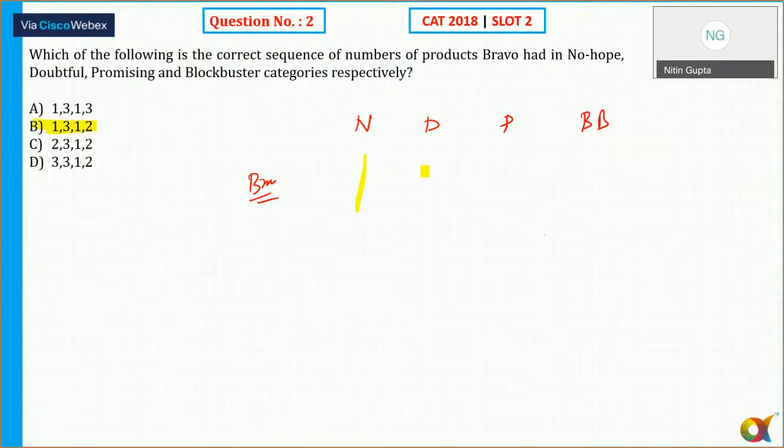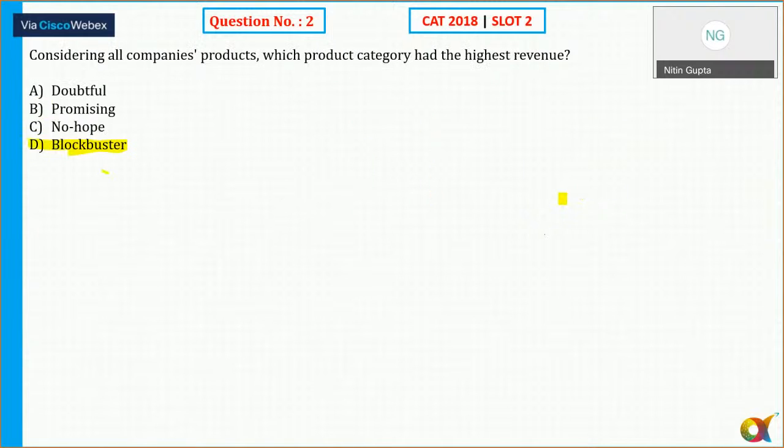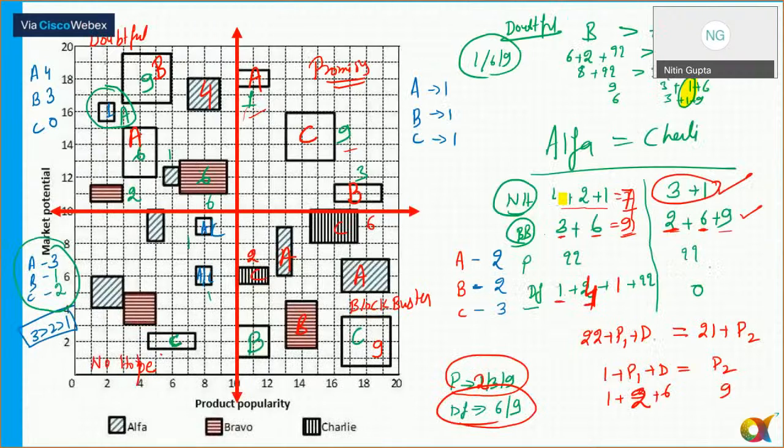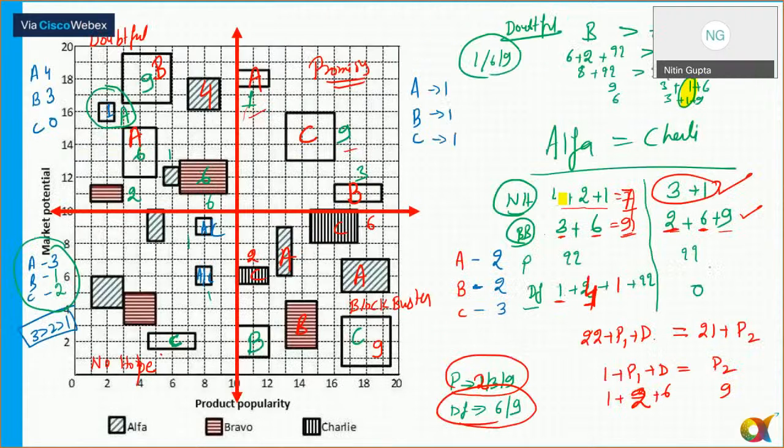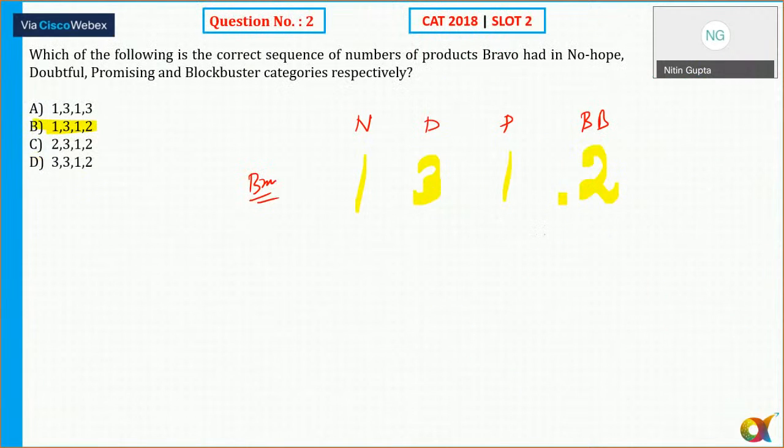In the no hope, it is 1. In the doubtful, it is 3. In the promising, it is 1. We know that in promising, it is 1. And in the blockbuster, the Bravo, it will come out to be 2 here. So let's see here. We are talking about the Bravo, na? So Bravo in no hope, you can see it is 1. In Blockbuster, Bravo is equal to 2. So in the Blockbuster, Bravo is equal to 2. So the answer is option number B.